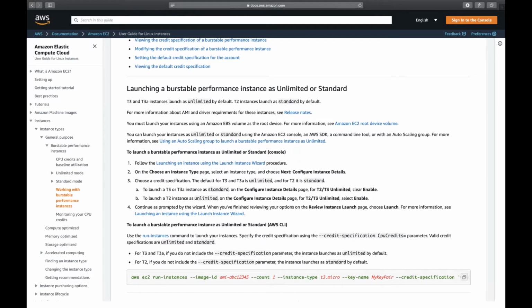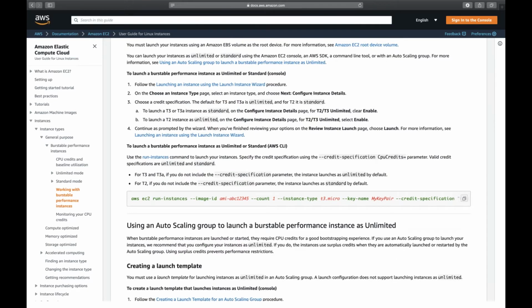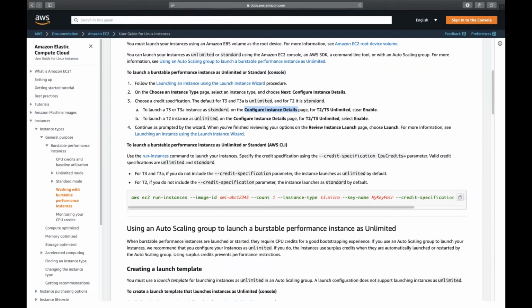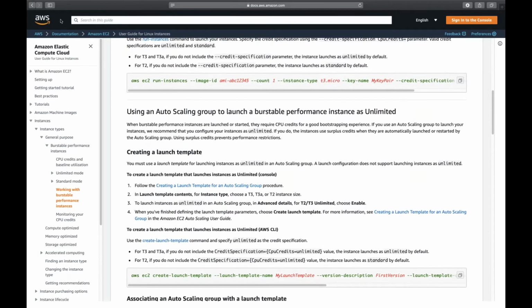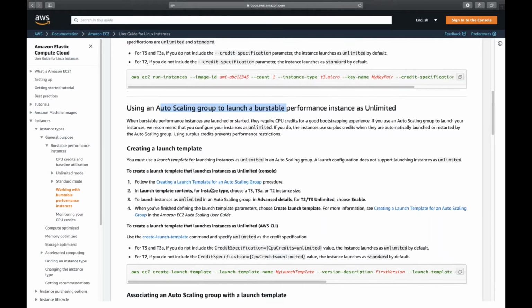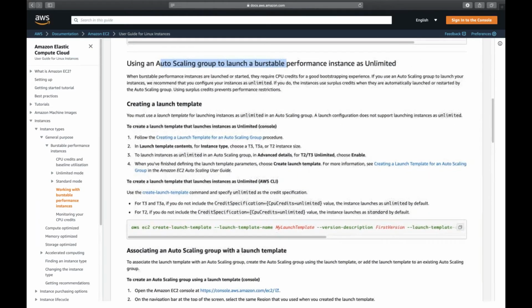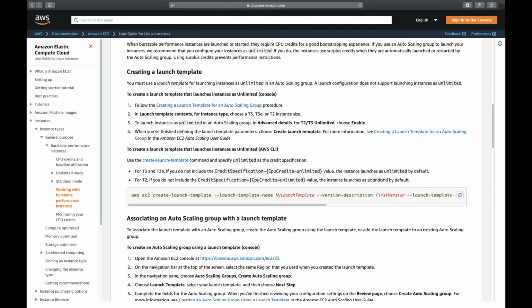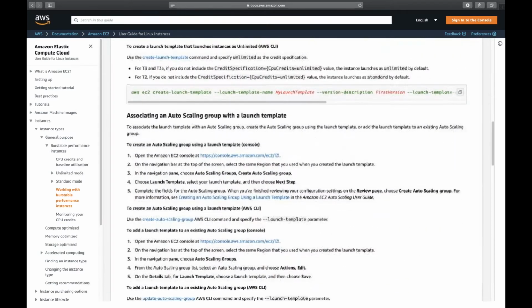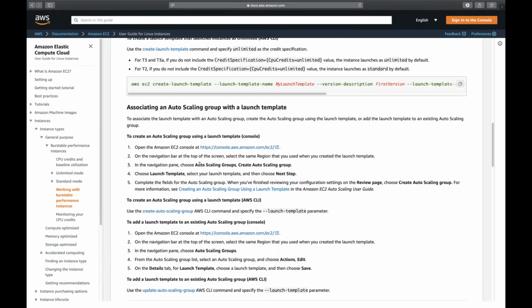How do you do it? You have to go to the console and choose the instance type, and then follow this document. You can do it with the AWS CLI. Basically, when you go to configure instance details, you can have this option. You can also have an auto scaling group to launch as unlimited. So you can set it up, and when the auto scaling group is launched, it will automatically enable it. You just have to follow the console and go to create auto scaling groups.